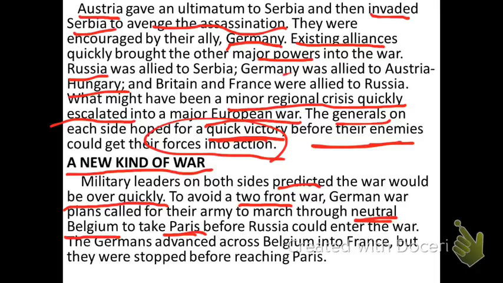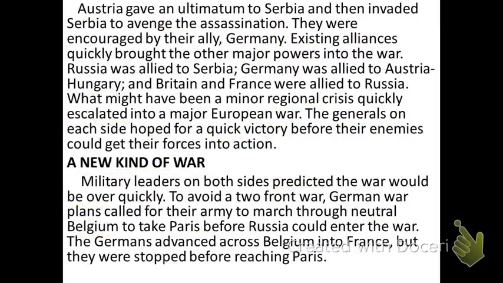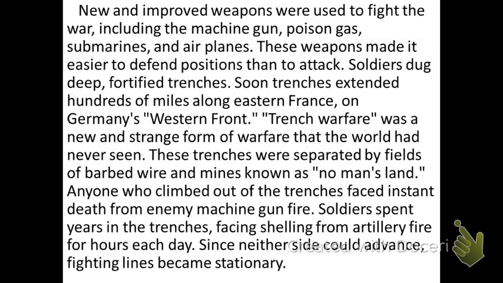The Germans advanced across Belgium into France, but they were stopped before they could reach Paris, which again, if you take Paris, which is the capital of France, then you pretty much control the country. So what they had hoped to achieve didn't happen. Now, why? Well, there's a couple of reasons why. Some of the new weapons are the reason why. We want to talk about the biggest reason in a moment, which is trench warfare.